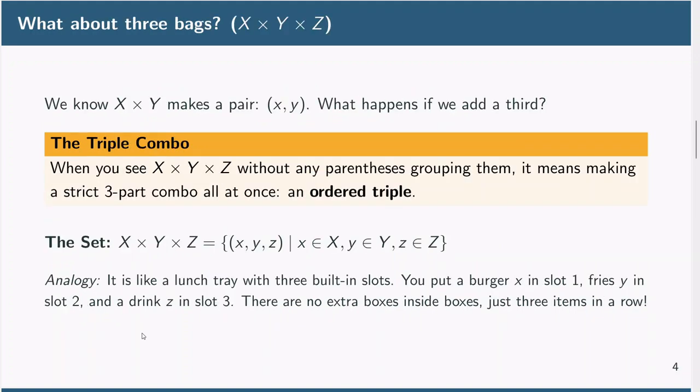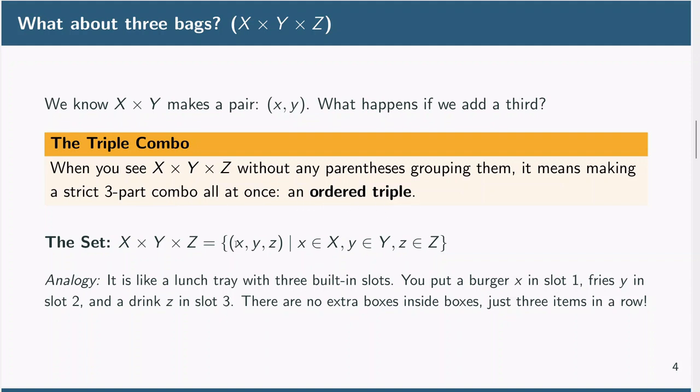You might be wondering, what about 3 bags? We already know that X times Y makes a pair, xy. But what happens if we add a 3rd bag, creating X times Y times Z? This is called the triple combo. When you see X times Y times Z without any parentheses grouping the letters together, it means you are making a strict 3-part combo all at once. We call this an ordered triple.